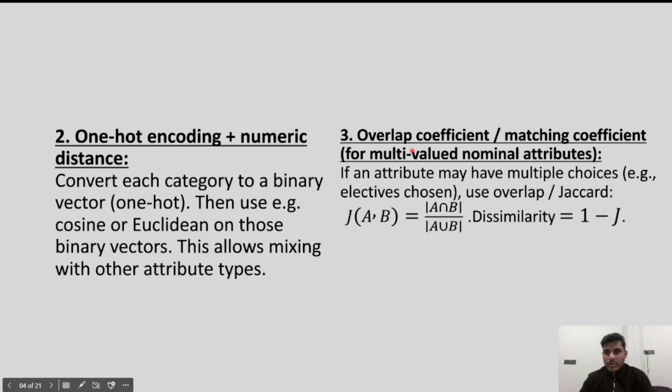Now third, here we have overlap coefficient or matching coefficient for multi-valued nominal attributes. If an attribute may have multiple choices, for example electives chosen, use overlap or Jaccard. J of A and B equals the cardinality of A intersection B divided by the cardinality of the union of A and B. Dissimilarity equals 1 minus J.